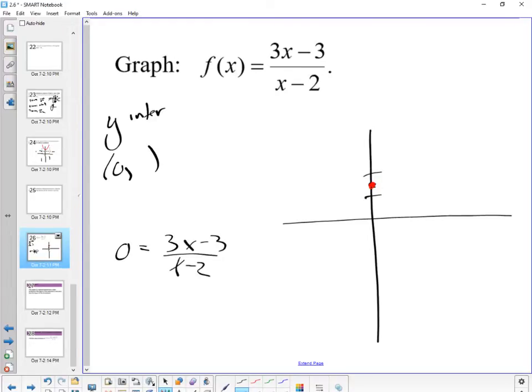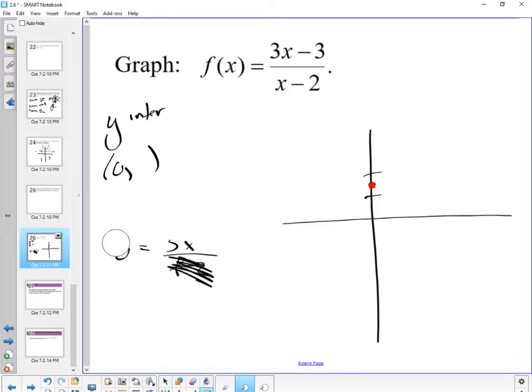What's really cool about this is you only really care about the numerator for x-intercepts. Because if you were going to get rid of the denominator, the way to do it is to multiply both sides by the same thing, correct? And if you multiply by 0, what happens? Gone. So I really care about what's going on here.